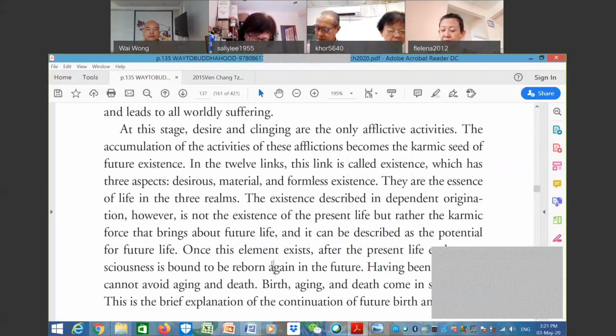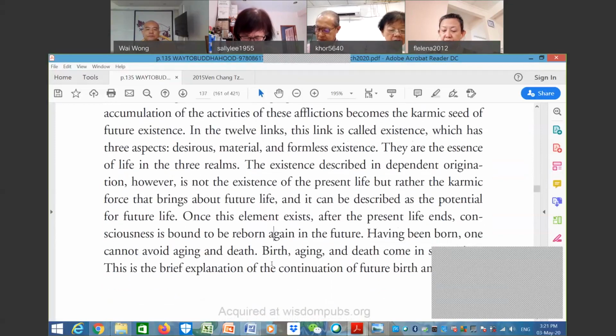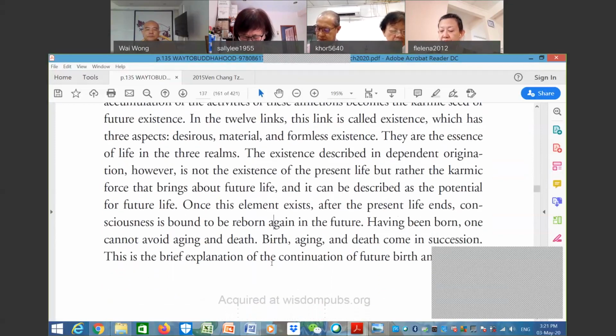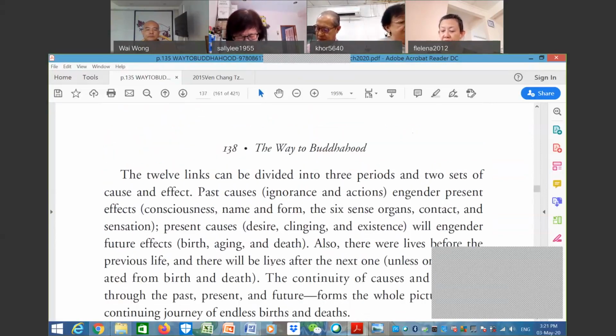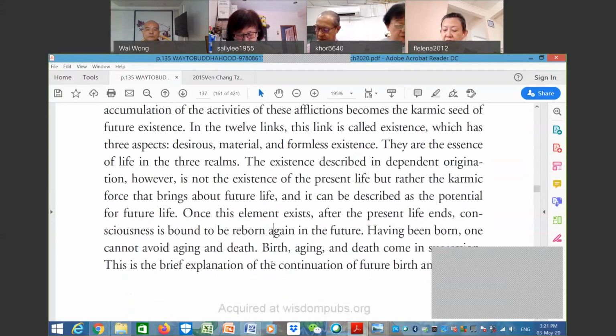Having been born, one cannot avoid aging and death. Birth, aging, and death come in succession. This is the brief explanation of the continuous cycle of future rebirth and death.